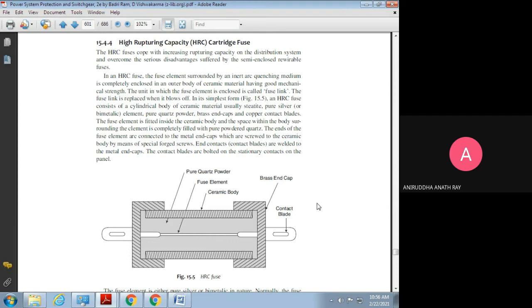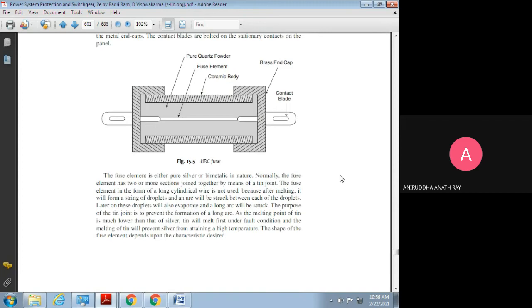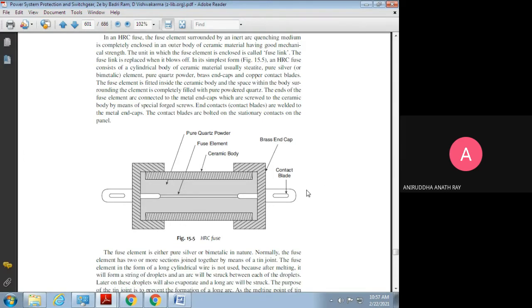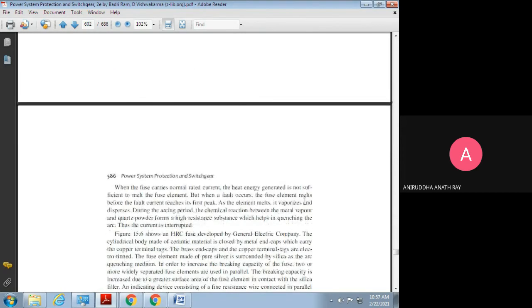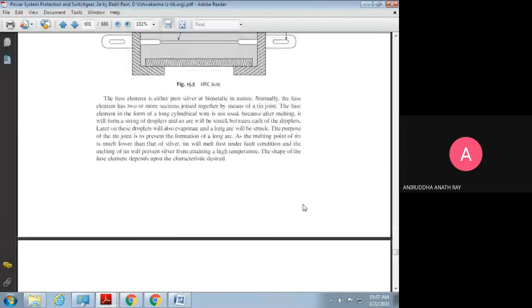The ends of the fuse element are fitted with metal end caps. You can see these are the two brass end caps over here, which are screwed to the ceramic body by means of special forged screws. The end contacts, that is the copper contact blades over here, are welded to the metal end caps. These contact blades are bolted onto the stationary contacts on the panel.